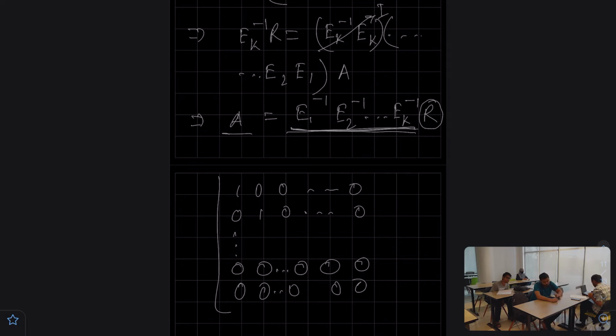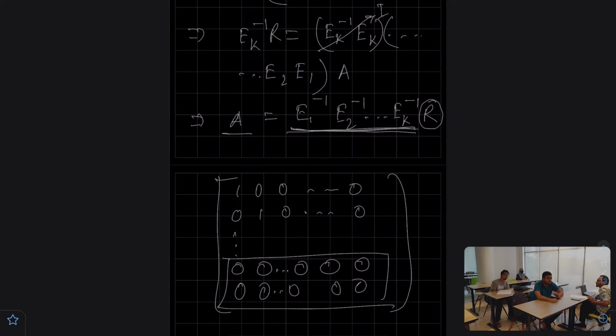Okay, so this is a row reduced echelon matrix, right? Is it possible that this matrix is invertible? No, because there are some zero rows at the bottom of the matrix, right? If R is invertible, then R cannot have a zero row, right?